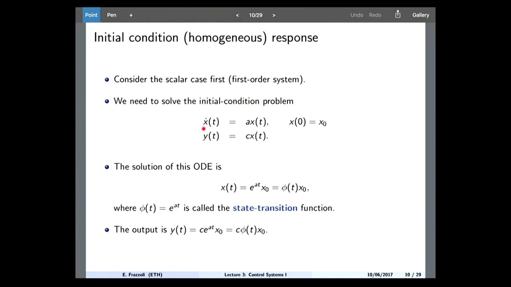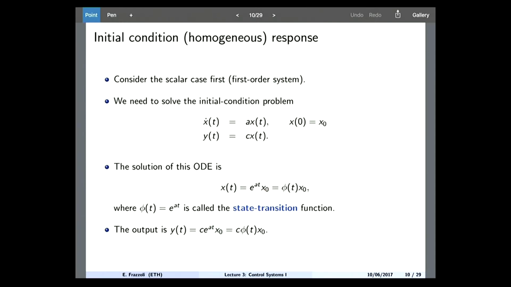What is the solution to this differential equation? You should have done this in analysis or some differential equation course, right? So you should know that the solution of this ODE is just e to the power At that multiplies x naught. You can check that this is actually a solution because now if you substitute e to the power At times x naught in here, what you get is actually an identity, right?